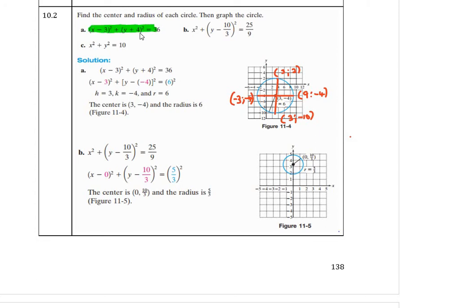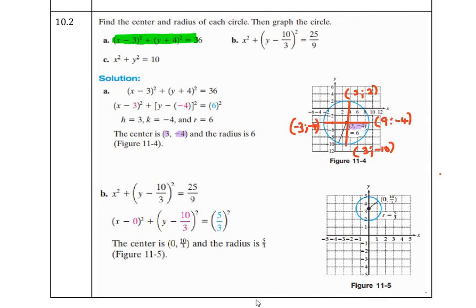Okay, so the center will be found when I put each bracket equal to 0. So I will find that my x will be 3, because if I put x minus 3 equal to 0, I'm going to find the 3 here. And if I put y plus 4 equal to 0, I'm going to find the minus 4 here. And therefore, the center there will be (3; minus 4). So I just want to make it a little bit larger here.